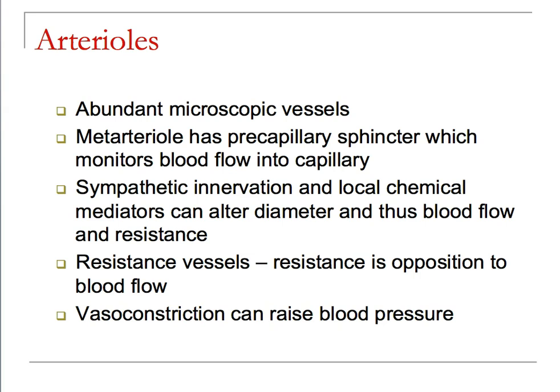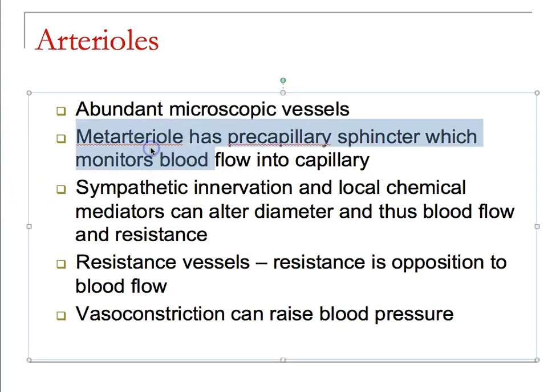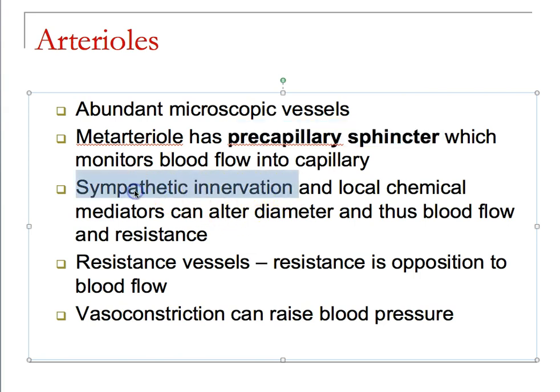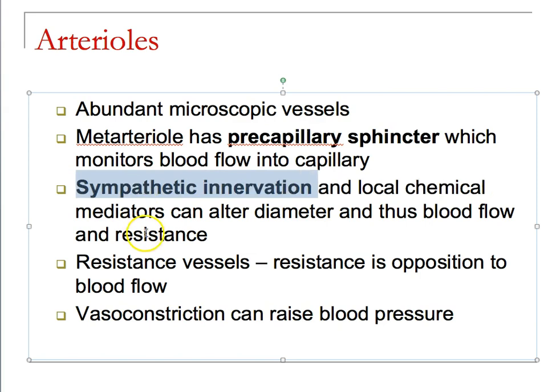Arterioles, these are abundant microscopic vessels, and where I need you to pay attention inside the figure in a couple of minutes is here. Whoops, that's not what I wanted to do. Here's a meta-arteriole that has a pre-capillary sphincter. So a specific location before the capillary has a sphincter, which monitors blood flow into the capillary. And sympathetic innervation and local chemical mediators can alter the diameter of that. So think nitric oxide, think epinephrine, think norepinephrine, right? And what's going to happen is by doing that, you change the flow rate.